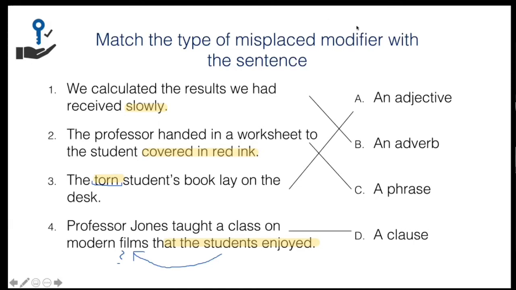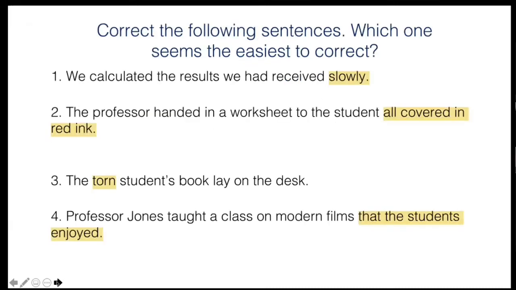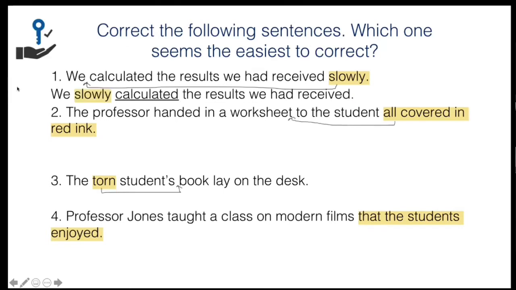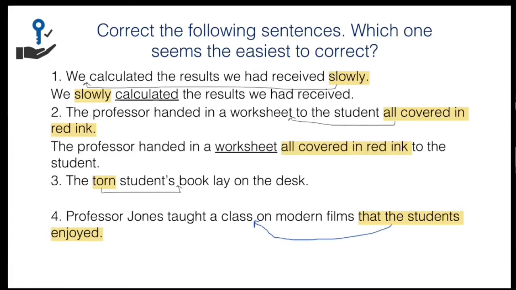We don't need extra ambiguity, especially in academic writing, right? It should be unambiguous. So let's correct these phrases. We slowly calculated the results. Yeah, obviously, we slowly calculated the results we had received. The professor handed in a worksheet all covered in red ink to the student. Right, the student's torn book, absolutely. And the last one, Professor Jones taught a class that the students enjoyed on modern films.